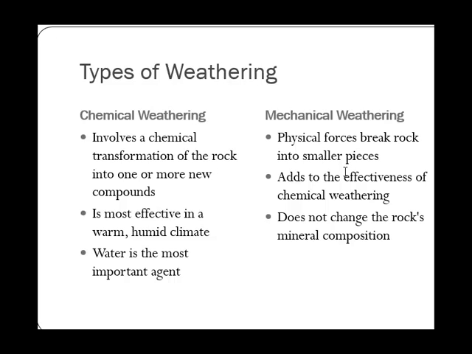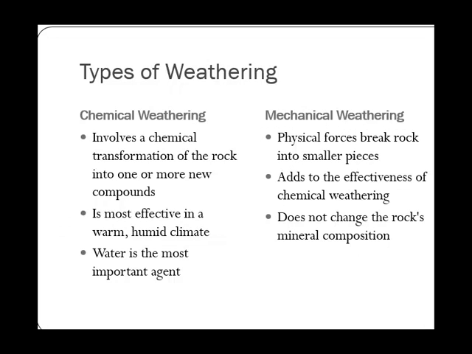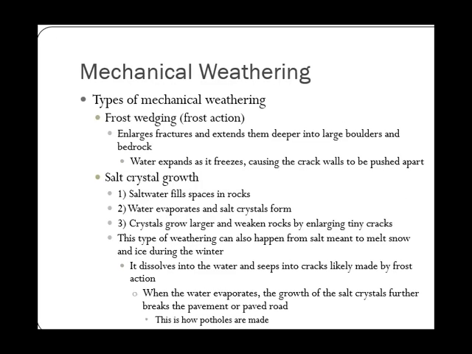Mechanical weathering is physical breaking down, and we're going to see how this works. But physical breaking down of rocks, which could happen with chemical weathering or instead of chemical weathering, is when somehow the rocks get broken down into little pieces. So let's take a look at some examples of mechanical weathering.